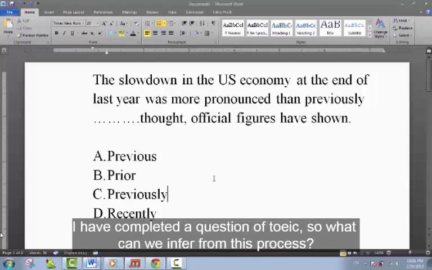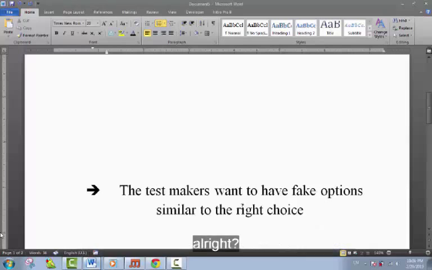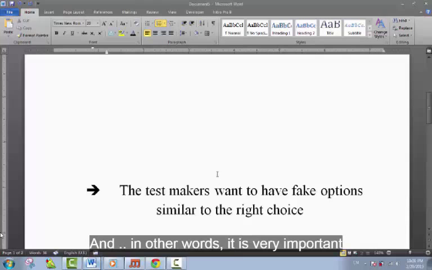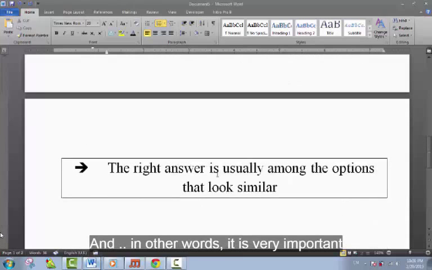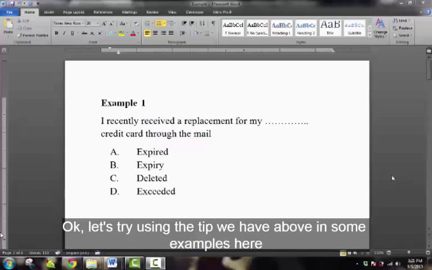So what can we infer from this process? Now we know that the test makers want to have fake options similar to the right choice. Alright? And in other words, it's very important: the right answer is usually amongst the options that look similar. Okay, let's try using the tip we have above in some examples here.